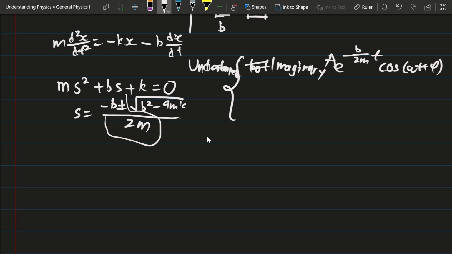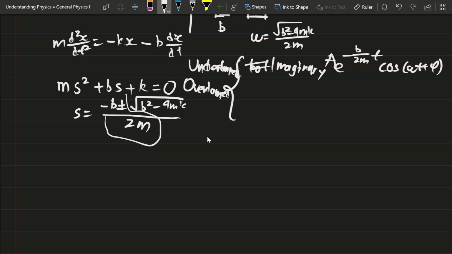So what's the omega here? The omega is the square root of b squared minus 4mk, over 2m. And how do I get this solution? The simple way is that I use imaginary components. So that's one of the solutions. But there are other solutions, for example, an overdamped solution.